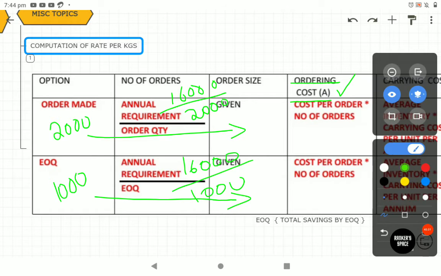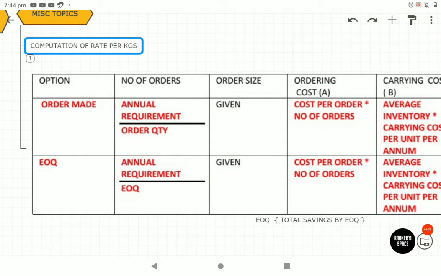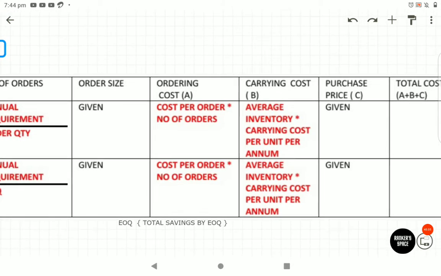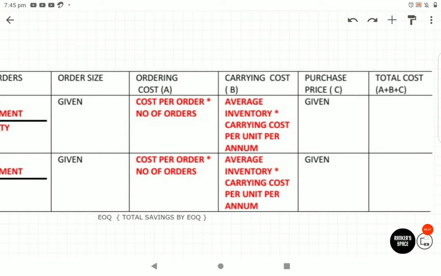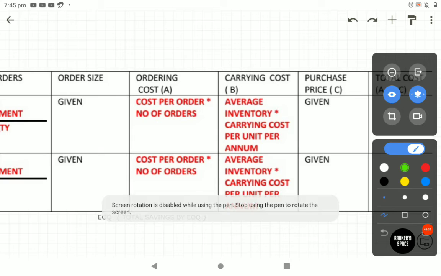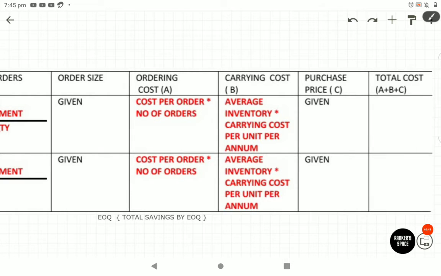Then after which what we do, just a second guys. Yeah, you're able to see. Okay. So then what happens? Ordering cost. Ordering cost is, as we already found, the number of orders into cost per order, which is already given in the question. Likewise, you will compute.